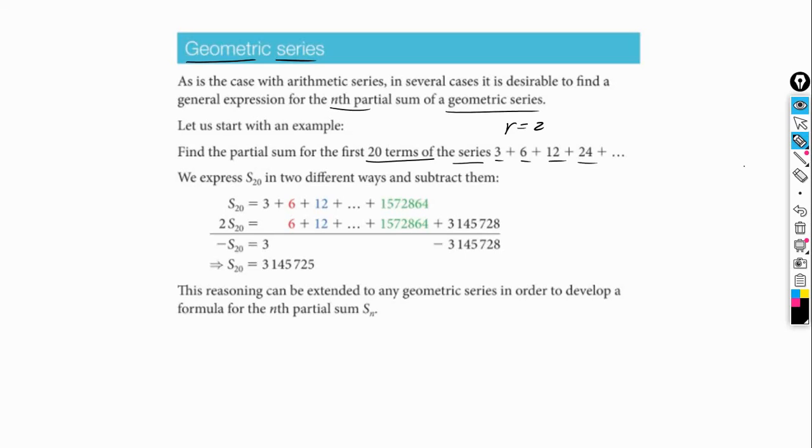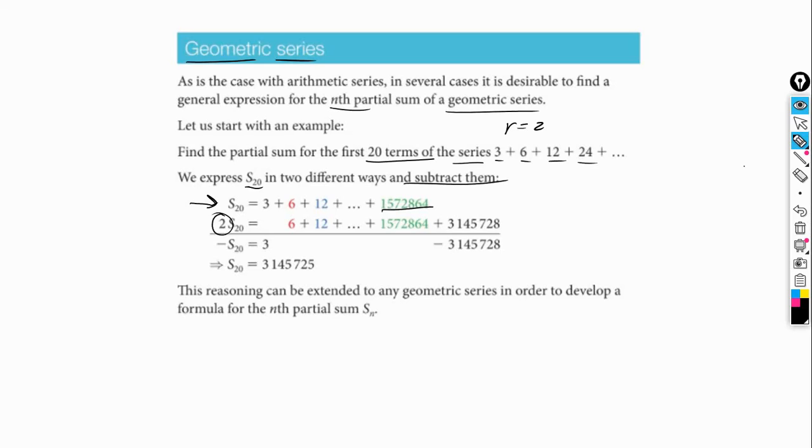So for this, we can express the sum of the first 20 terms in the series in two different ways and then subtract them. So first, we just write the terms of the sum, right? 3 plus 6 plus 12, all the way to the last term, which is this number here. Now, what if we do 2 times? Now, this is the ratio, right? 2 times the first one.